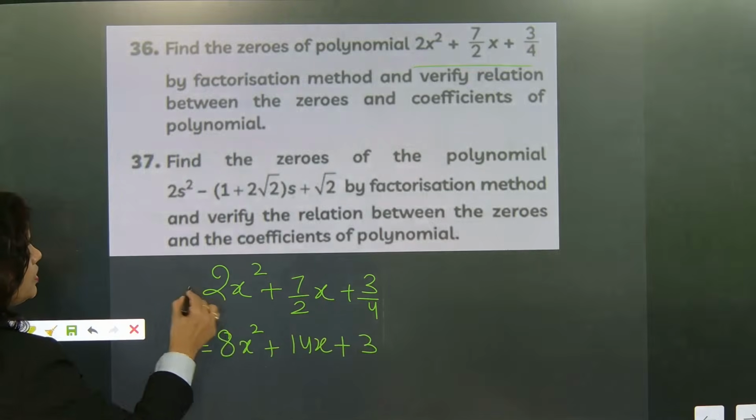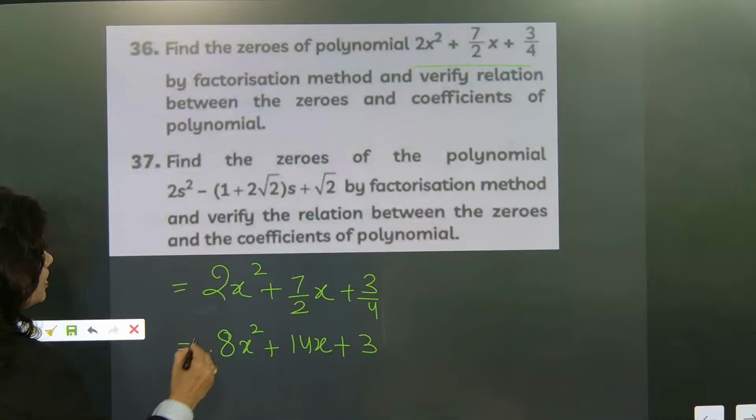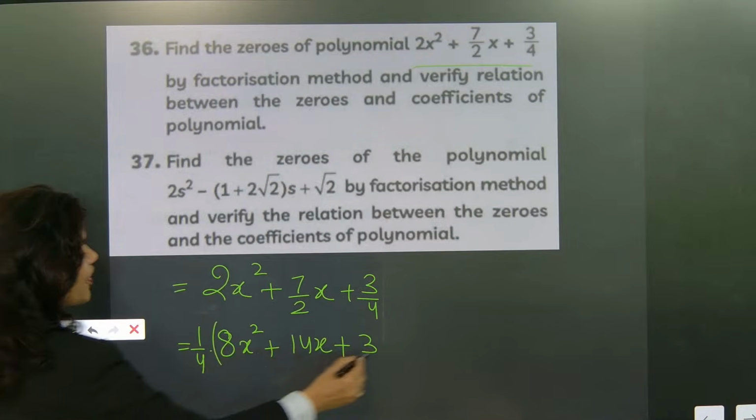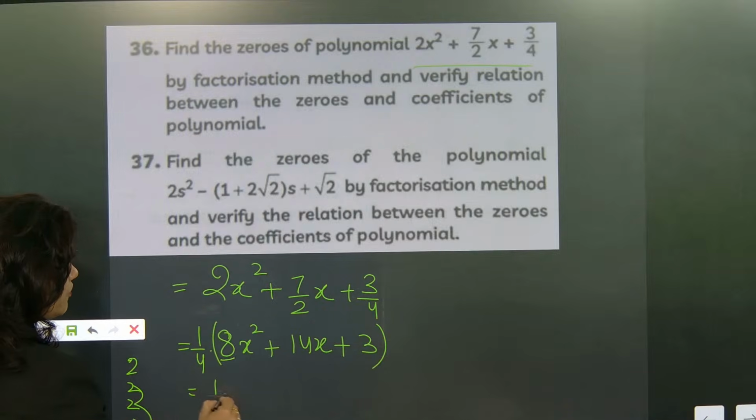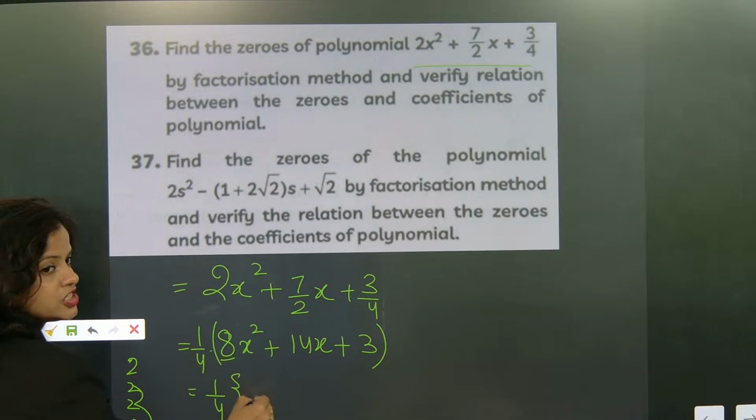Now till here, 1 by 4 will be coming outside as a factor. Now you factorize it. 8 factors will come as what? 2, 2, 2 and 3. So 2 twos are 4, 4 threes are 12. Everyone, how am I using the factorization method?